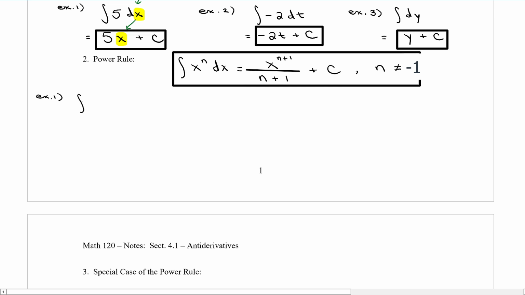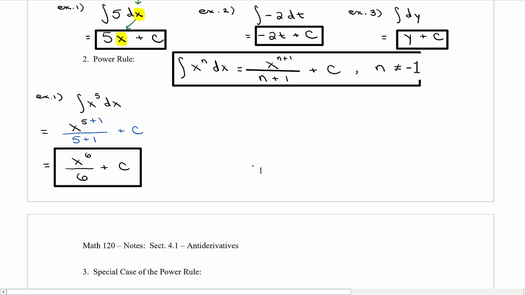And then let's do example number 1, the integral of x raised to the 5th power dx. This is going to be equal to x raised to the 5 plus 1 power, all divided by 5 plus 1, and then we're going to put plus c out to the side. So this will simplify to x raised to the 6th power divided by 6, and then plus c. And we're going to put a box around that. I'm going to put a line here separating our next example.